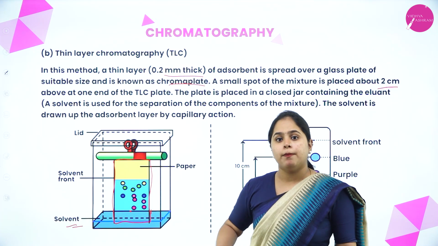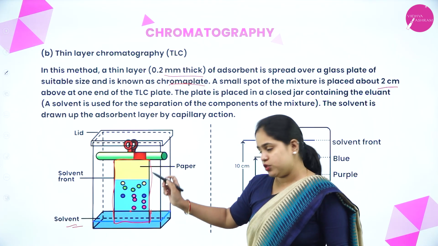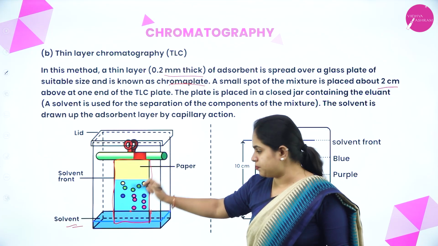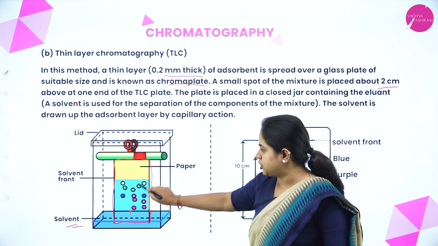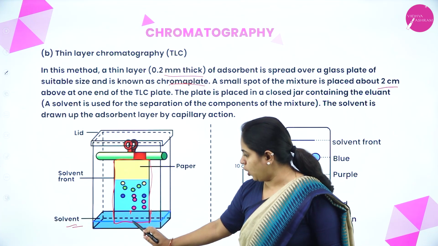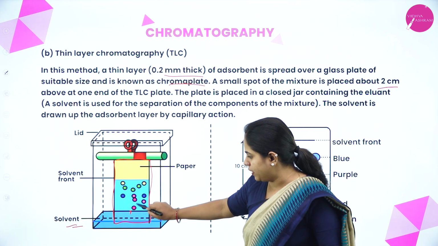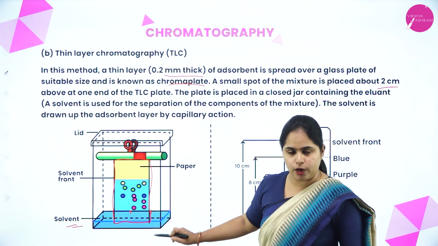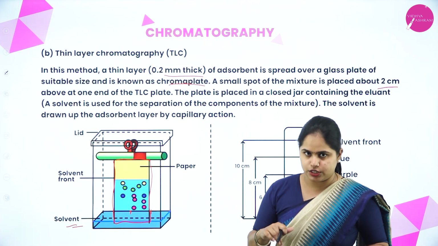So what happens? Based on capillary action, the solvent will start moving up. Once the solvent starts moving up, it will pass through this mixture, right? So when it passes through this mixture, this is our stationary phase. The solvent will be the mobile phase. So when the mobile phase, that is the solvent, is moving, it will pass through this particular point, and the mixture will start separating based on its extent of adsorption.